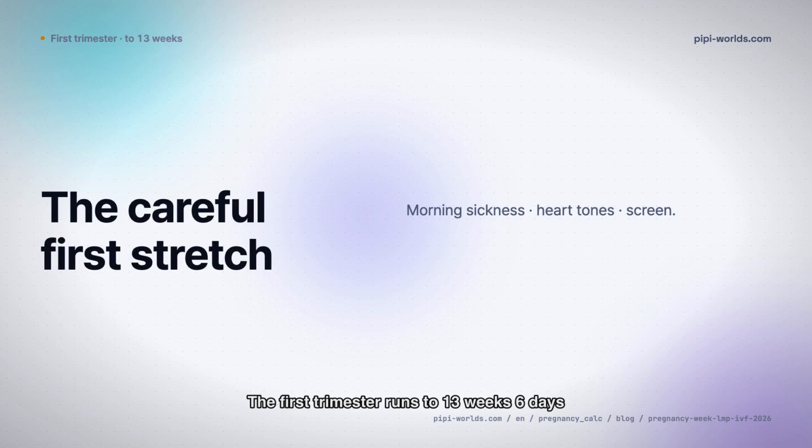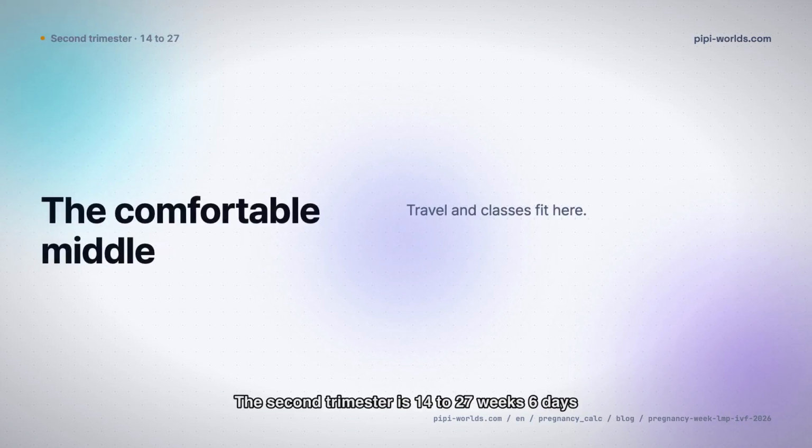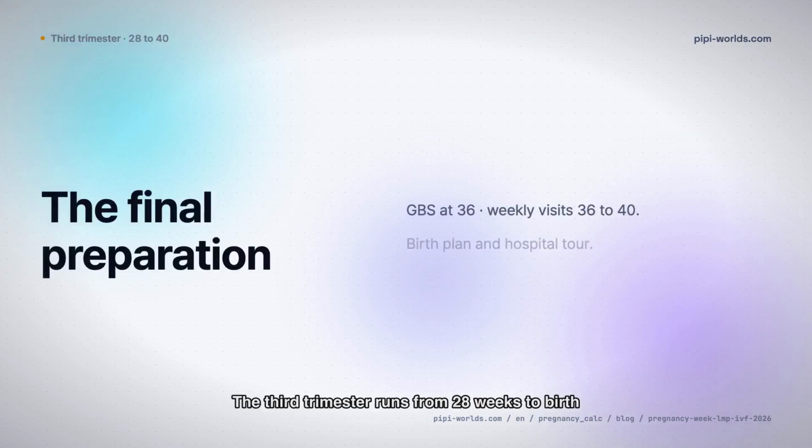The first trimester runs to 13 weeks 6 days. Morning sickness, first heart tones, and the first trimester screen happen here. Miscarriage risk is highest in this window. So OBs commonly advise skipping alcohol and limiting strenuous activity until 12 weeks. The second trimester is 14 to 27 weeks 6 days. Typically the most comfortable stretch, which is why parents schedule travel and prenatal classes here. The anatomy scan comes at 18 to 22 weeks, where the full anatomy survey is done, and you can learn the sex. The third trimester runs from 28 weeks to birth.